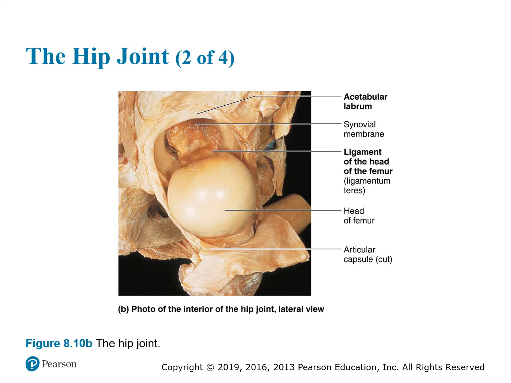Here's a photo of the interior of the hip joint, the head of the humerus being here, and the articular capsule cut away. At the head of the femur, we see the ligamentum teres, and we get a peek at the synovial membrane as well. Around the surface is the articular labrum.